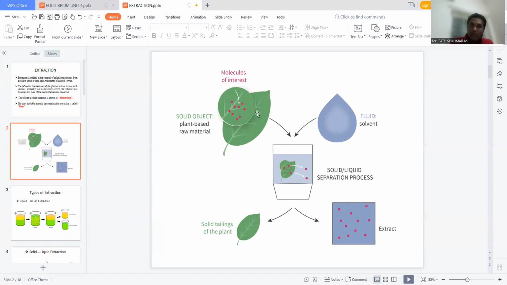In the leaf having the important constituents, the leaf will be submerged into the particular solvent. The particular solvent extracts the main constituents of the leaf. After the extraction, the solvent materials have the constituents of the leaves. Okay, this is the extraction process.